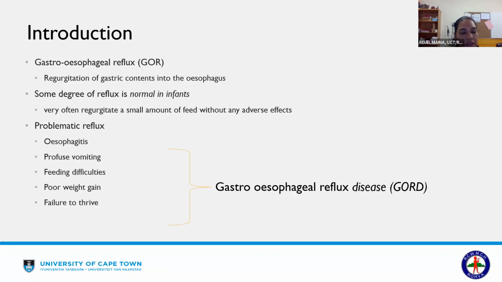Gastroesophageal reflux is defined as regurgitation of gastric contents into the esophagus. Although some degree of reflux is normal in infants, and small amounts of regurgitant often occur with small amounts of food without any adverse effects, problematic reflux results in esophagitis, profuse vomiting, feeding difficulties, poor weight gain, and failure to thrive. These children then develop gastroesophageal reflux disease.